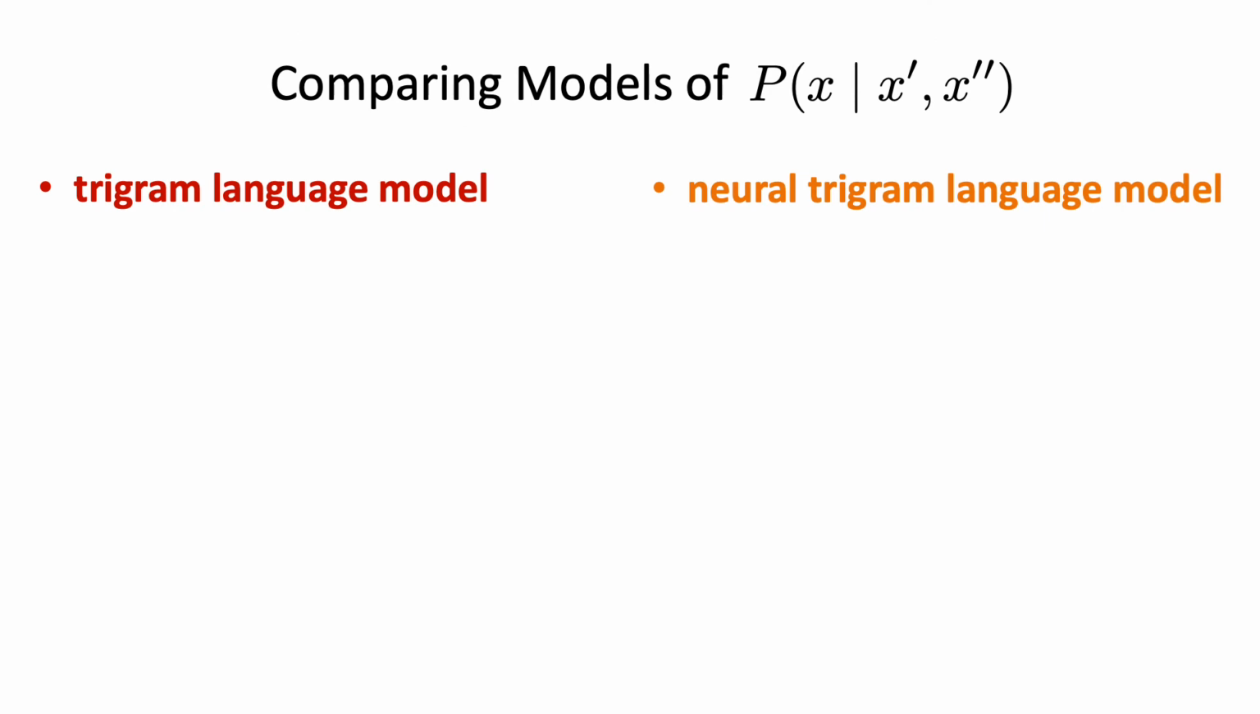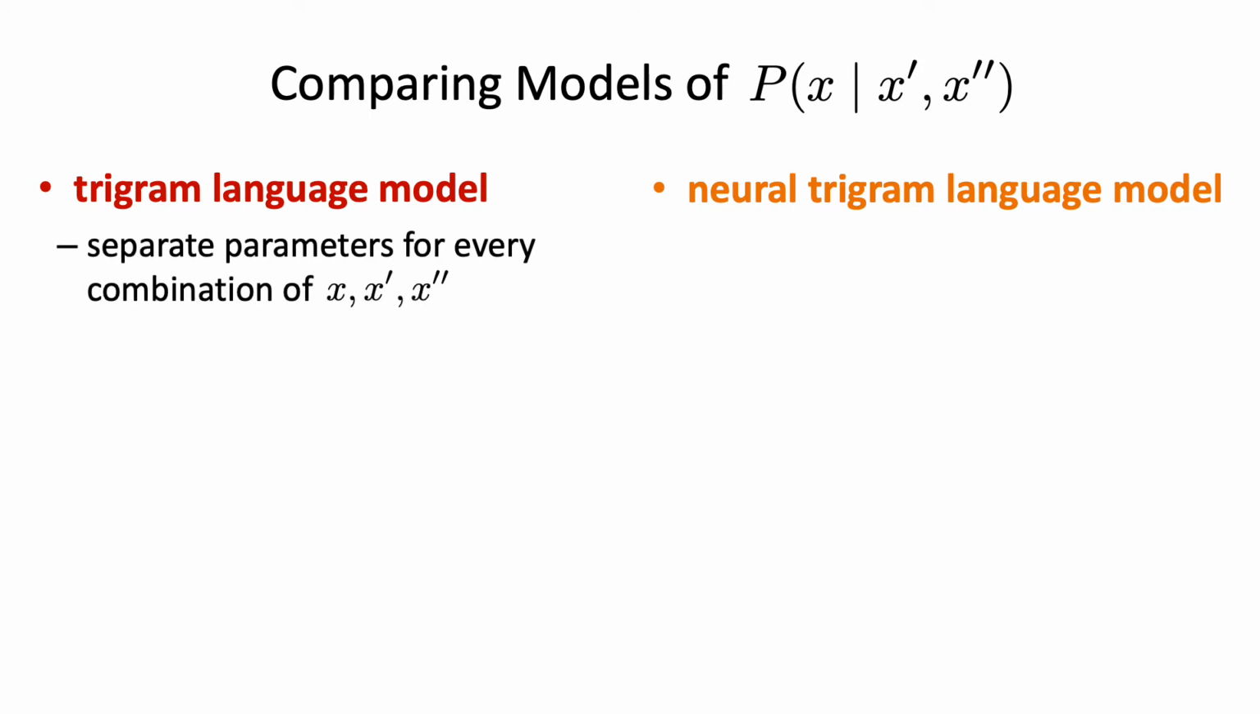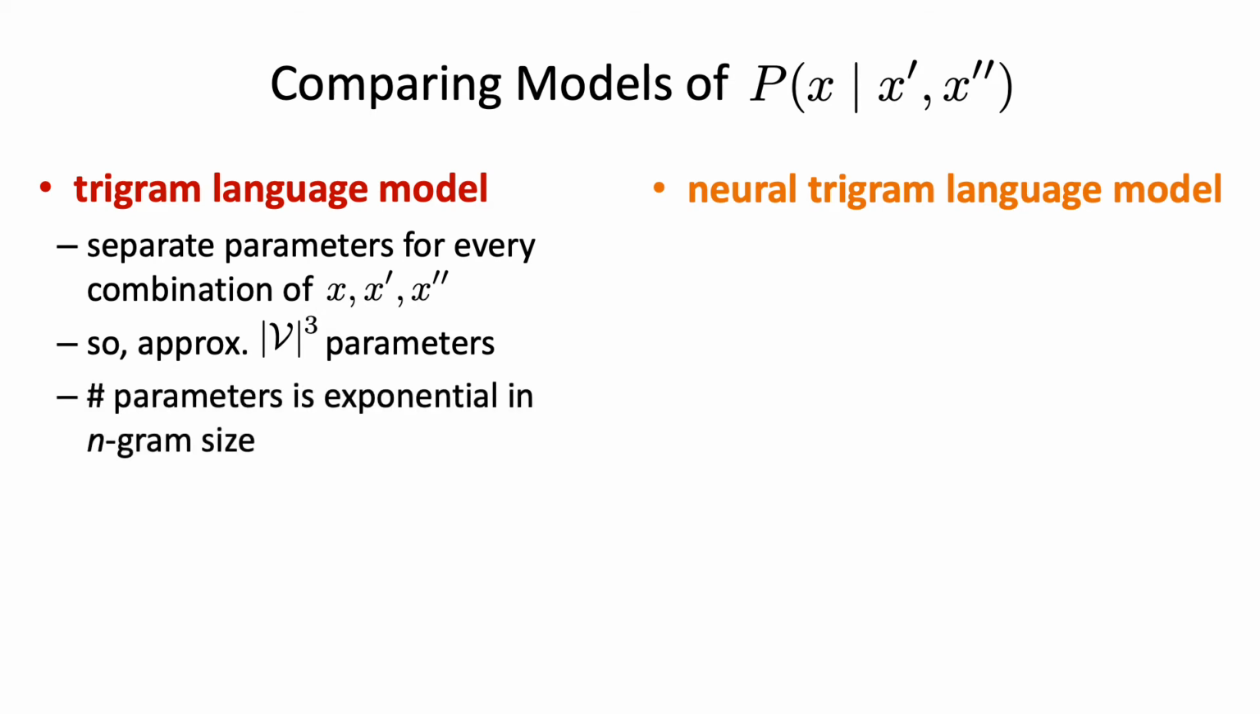Let's compare our trigram language model from before with our new neural version. The trigram model has a separate probability to estimate for every combination of the 3 words, the 2 in the context and the third to be predicted. We're going to think of those probabilities we got with maximum likelihood estimation as parameters to learn from data. So the number of parameters is the vocabulary size cubed, and it grows exponentially with n-gram size.